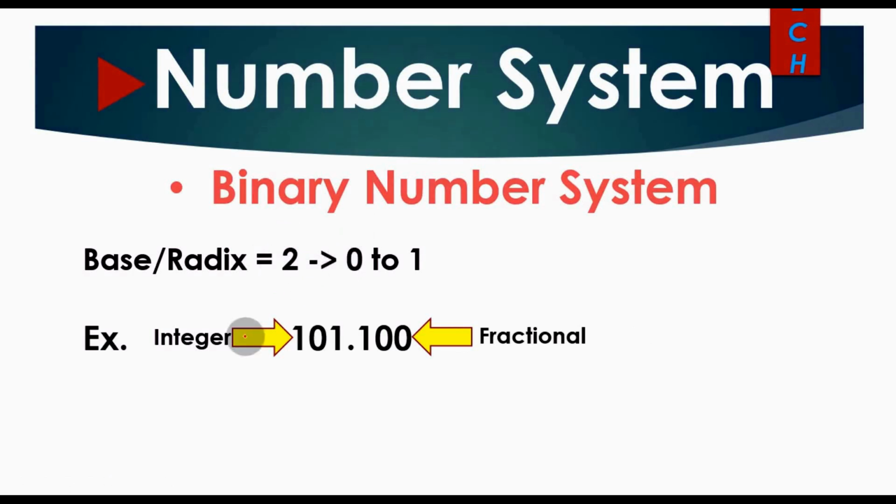So let us consider one example here. You can see this is 101 dot 100. This is basically the integer part, right? And this is basically the fractional part. This is a binary representation of base 2. So you can see this is the left side of the decimal and this is the right side of the decimal.